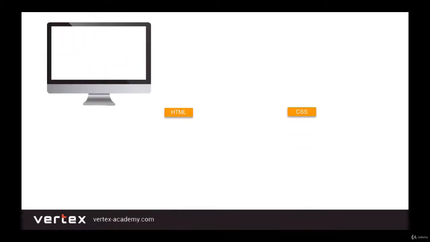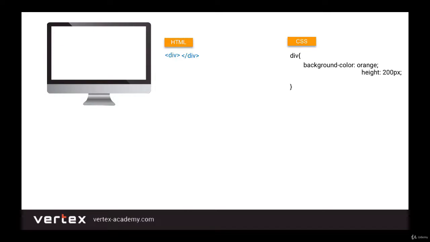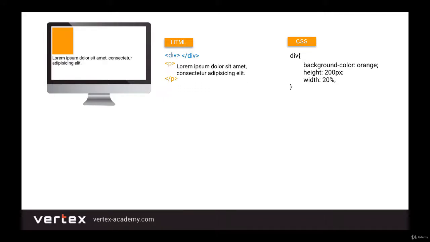All right, so let's create a div and we're going to make it orange. To do that in CSS, we're going to write background-color orange, height 200 pixels, and width 20%. Now, as you see, we got this orange block on our screen. Let's also add a paragraph, and for that we're going to write a p tag with some text in it. And as you can see, now we have the paragraph right below our orange block.